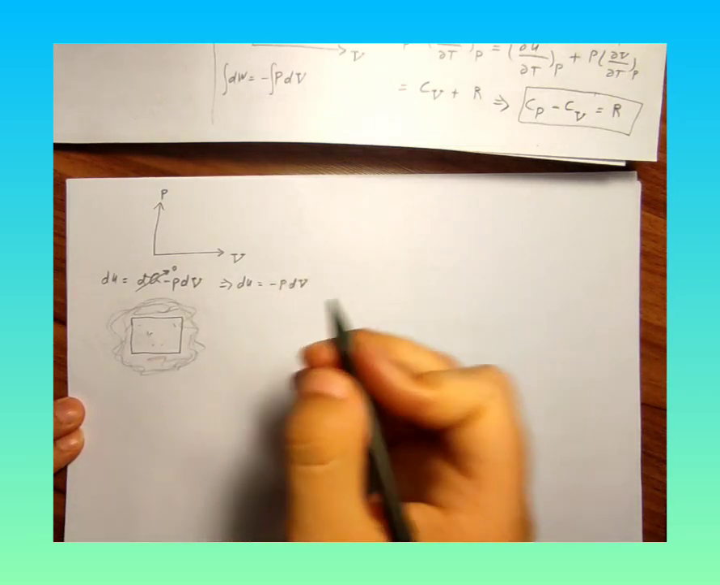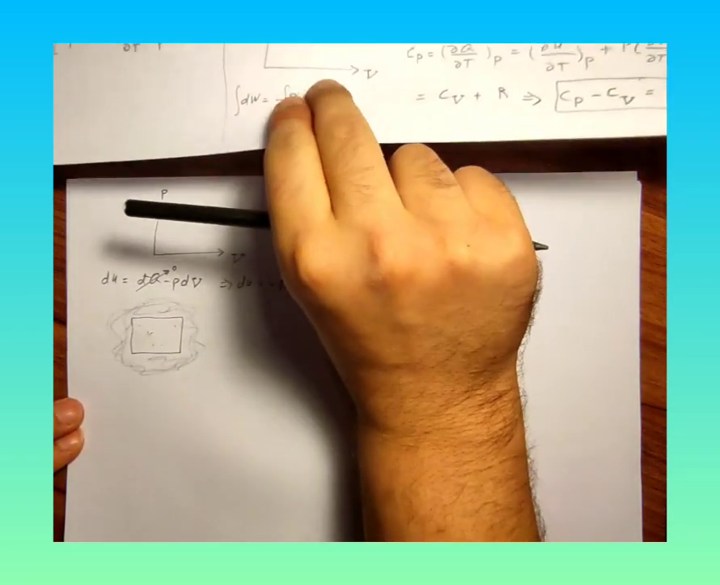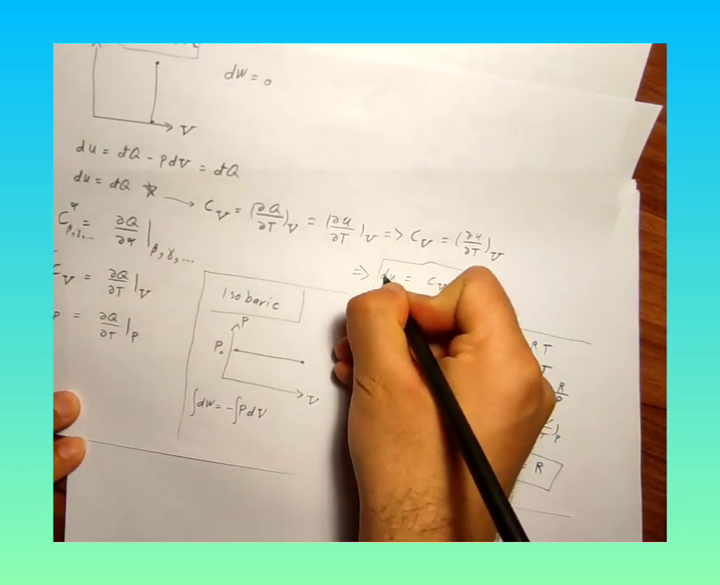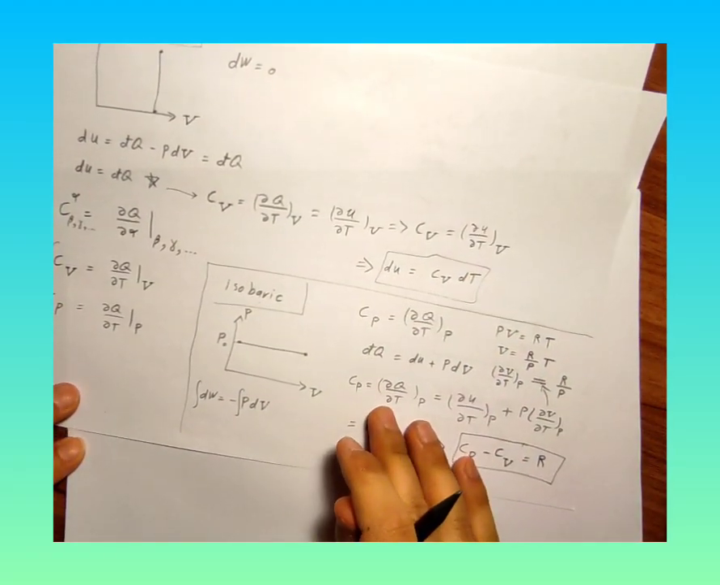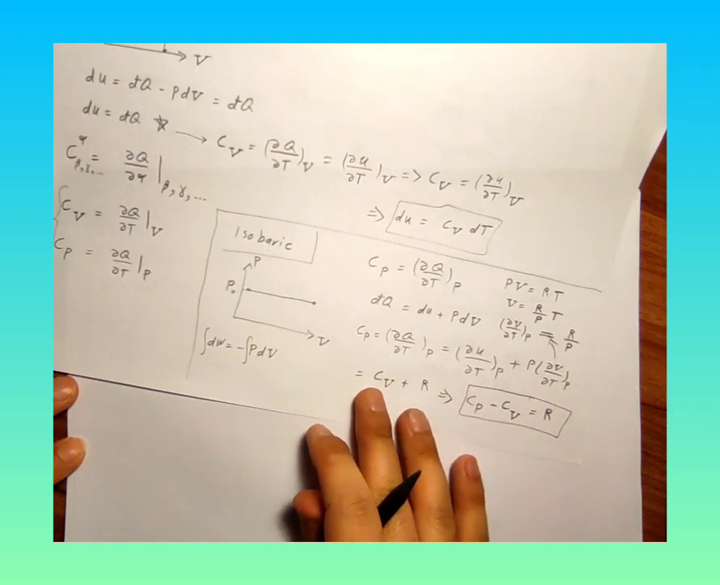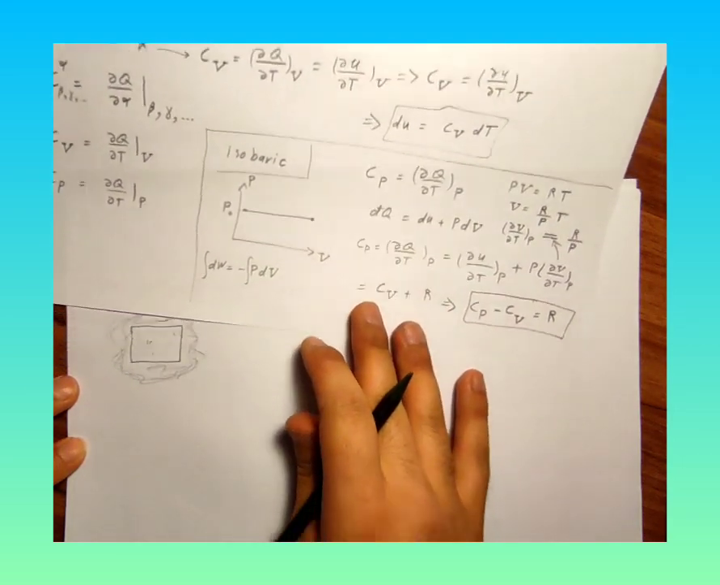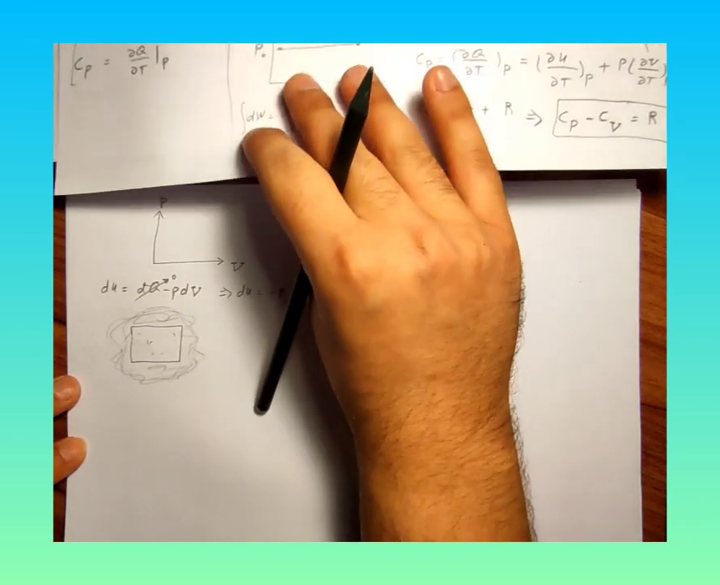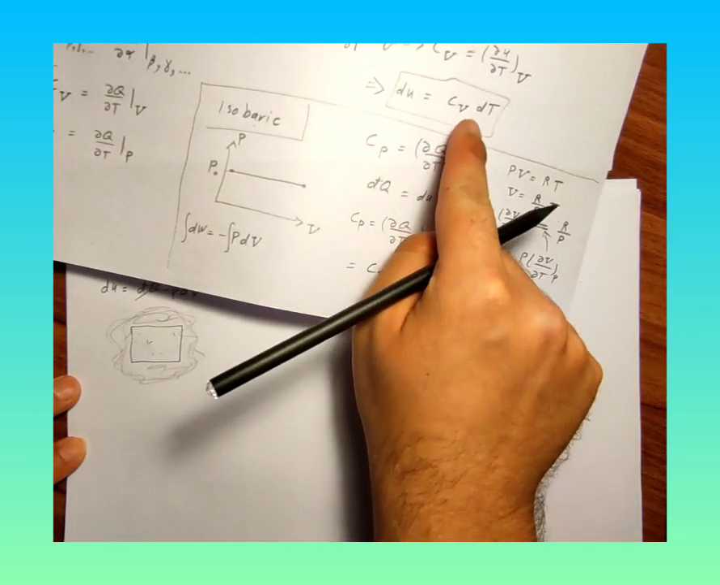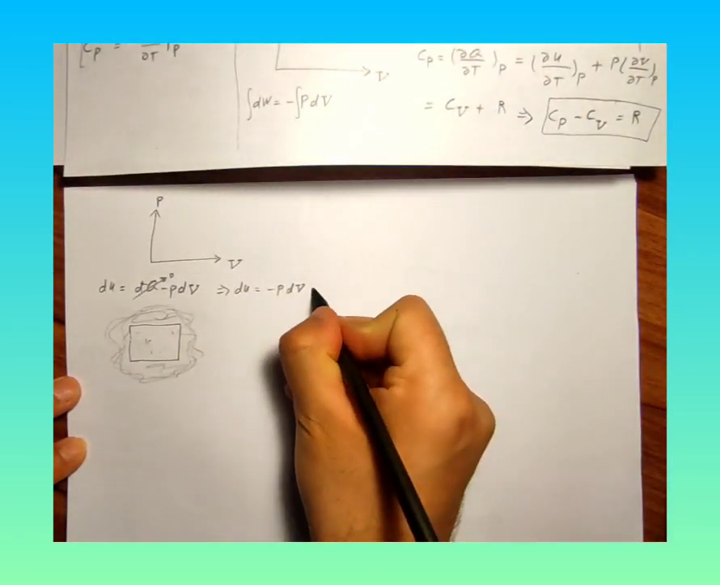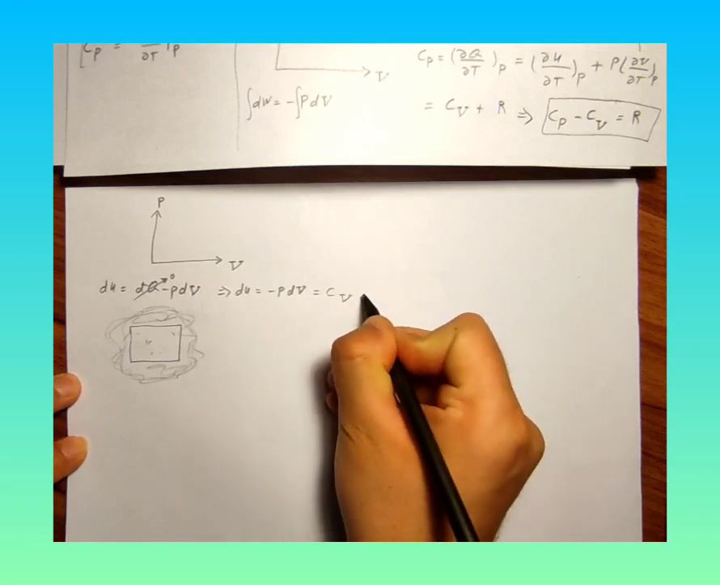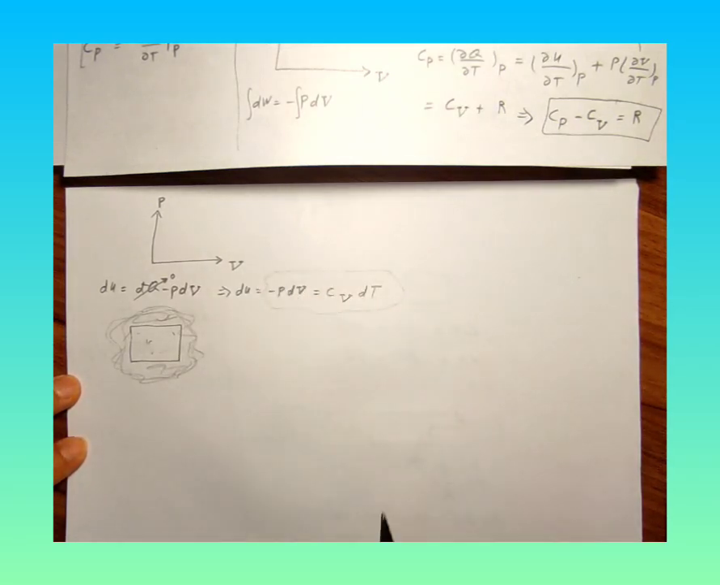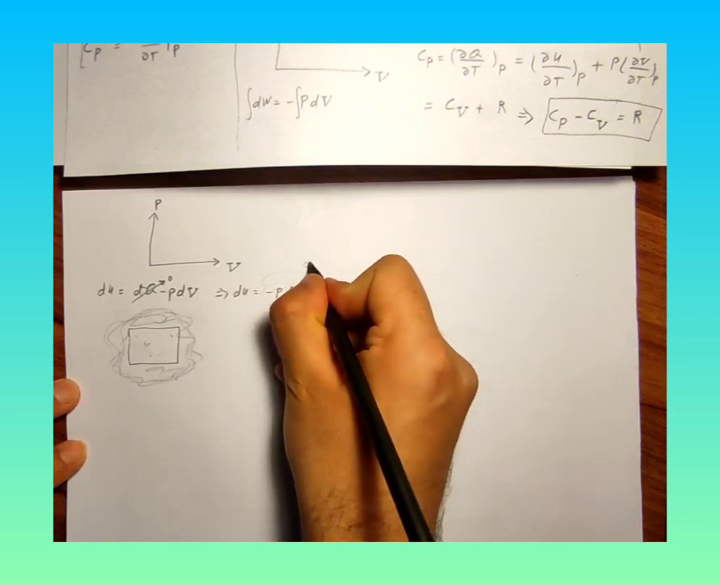Okay, and we had dU. This is dU. Oh my god, this is not U, this is dU. We had dU here, and dU is these two, so this will be Cv dT. We have this for an adiabatic process.